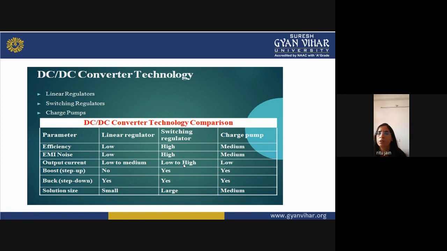If you talk about step down, this conversion can be done in three technologies, which are linear regulator, switching regulator, and charge pump. For solution size, the linear regulator is very small, switching regulator is large, and charge pump is medium. So these are the different technologies which can be compared by this table.